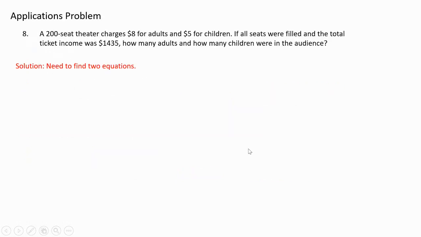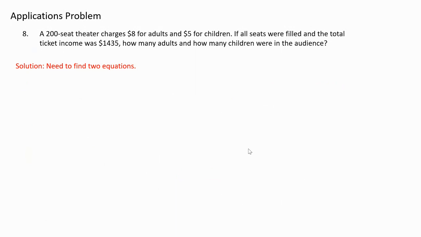Okay, now how does this apply to real life? Because many students at times say, Mr. Sassi, well, how does this relate to real life? Well, here's a good example. This is number 8. Okay, here we go. It says a 200-seat theater charges $8 for adults and $5 for children. If all seats were filled and the total ticket income was $1,435, how many adults and how many children were in the audience?